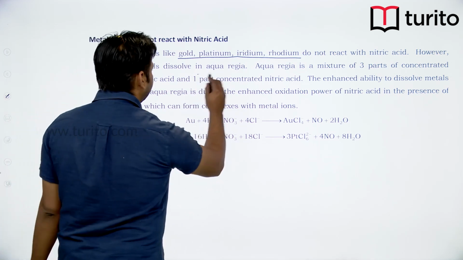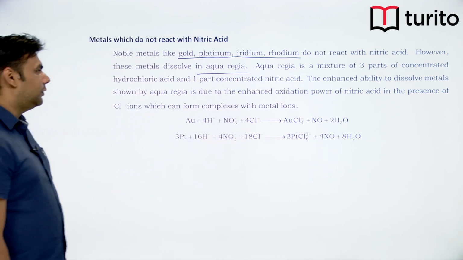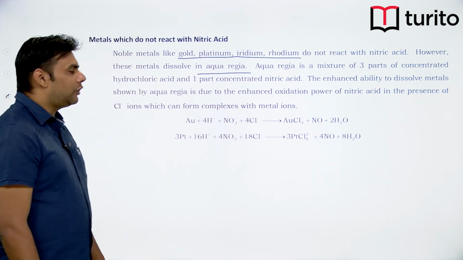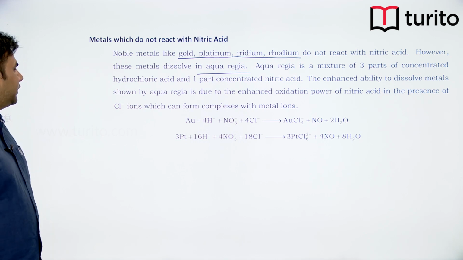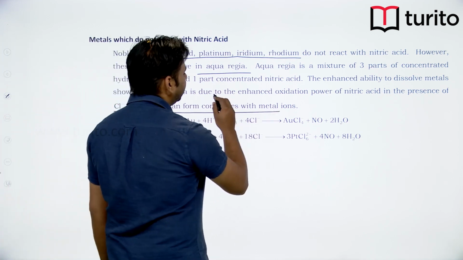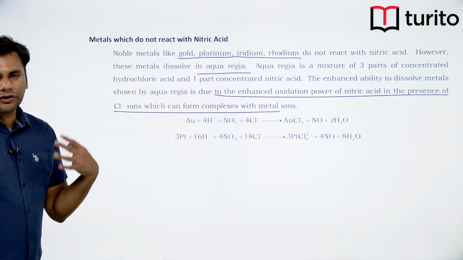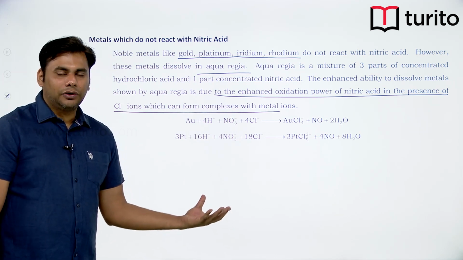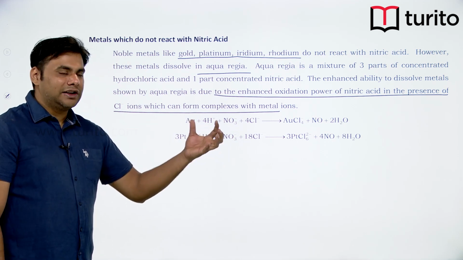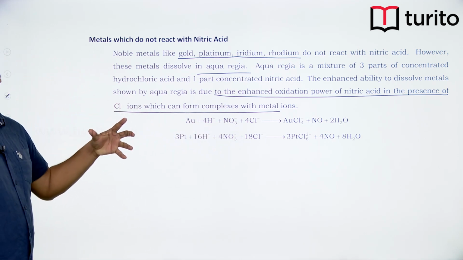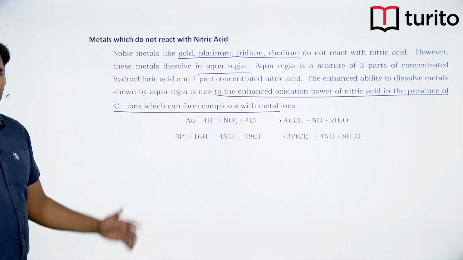However, these dissolve in aqua regia. Aqua regia is a mixture of 3 parts of conc HCl and 1 part of conc HNO3. The enhanced ability of aqua regia to dissolve metal is due to the enhanced oxidizing power of nitric acid in the presence of chloride, which forms complexes with the metal. So the oxidizing power of HNO3 is enhanced, and when the metal gets oxidized, Cl negative forms a complex with it and removes it from the solution. That's why the reaction goes in the forward direction.